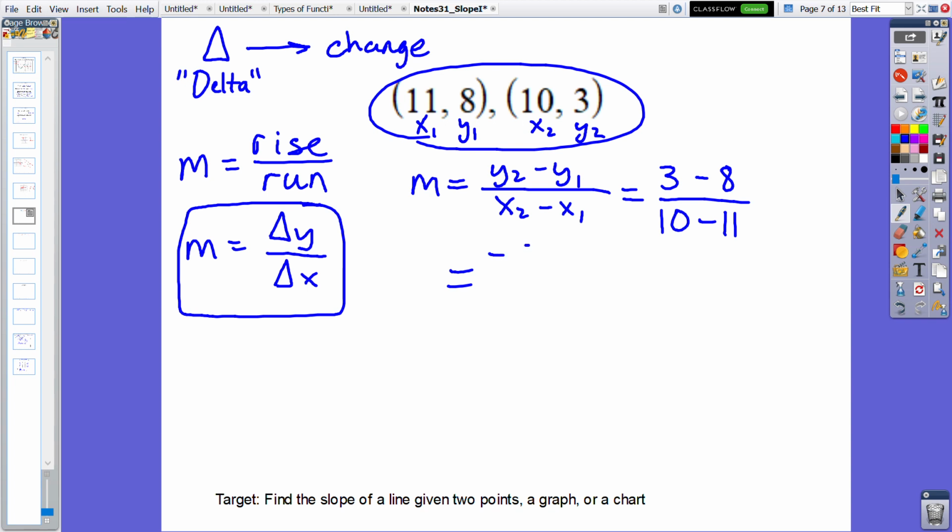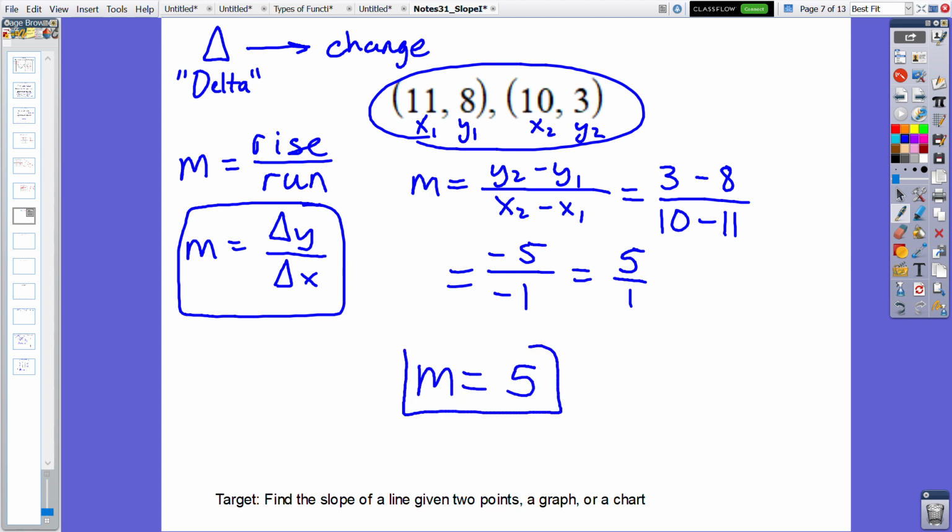So 3 minus 8 is negative 5. 10 minus 11 is negative 1. Okay, negative divided by negative is a positive, so we can cancel out those negatives. 5 divided by 1, that's easy to simplify. That gives me a slope of positive 5. Okay, take a look at another example.